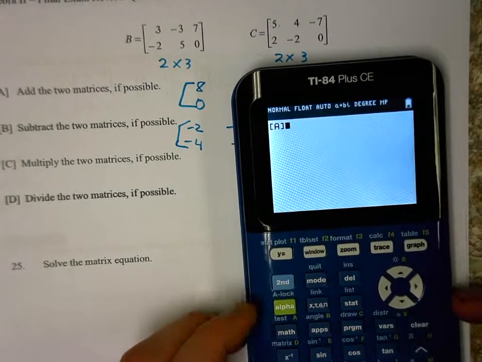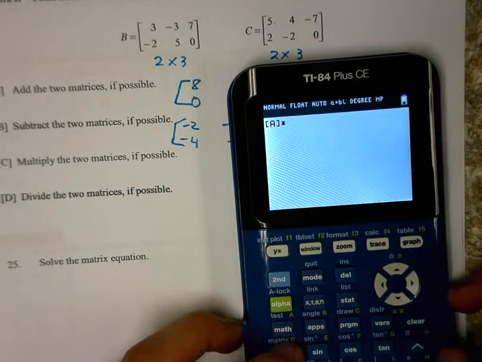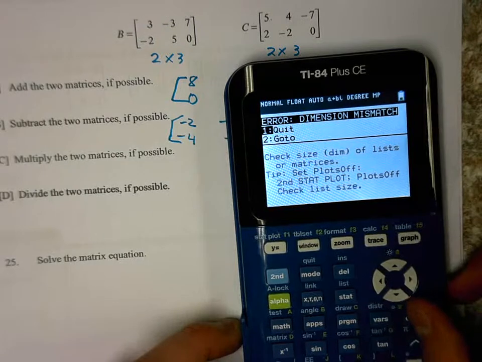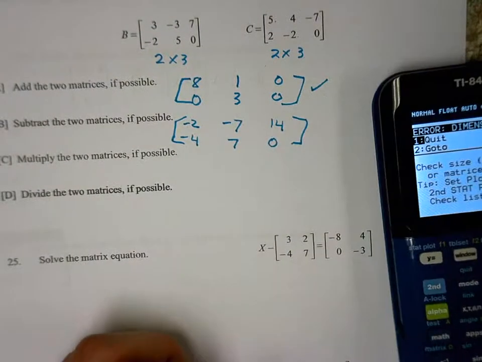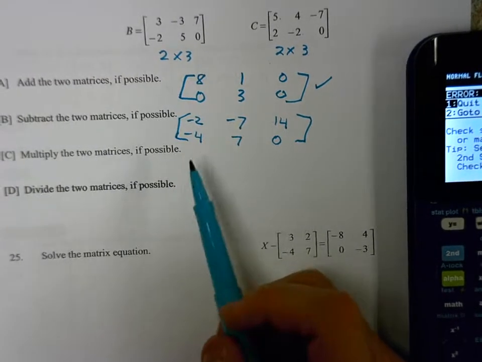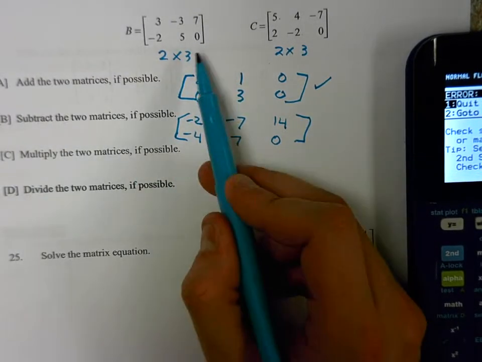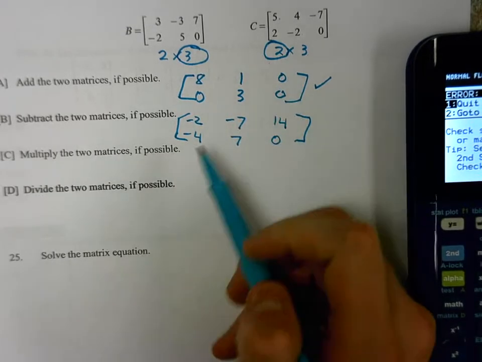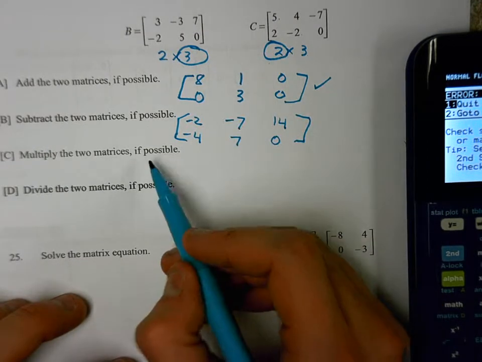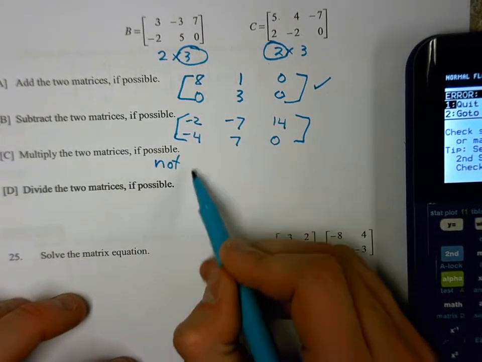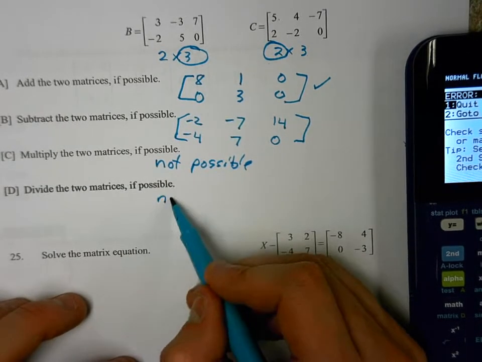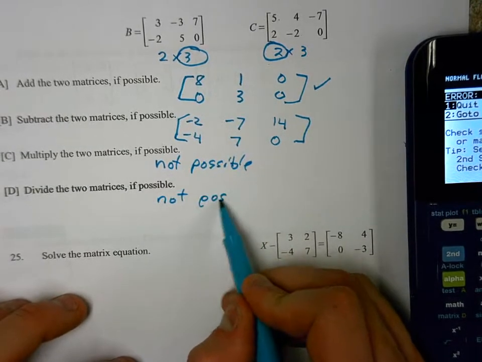So matrix A times matrix B, enter, dimension mismatch. Okay, why did we get dimension mismatch? Well, for you to be able to multiply two matrices, the middle dimensions must match. And since 3 and 2 do not match, it is not possible to multiply these matrices. And it is also not possible to divide two matrices.